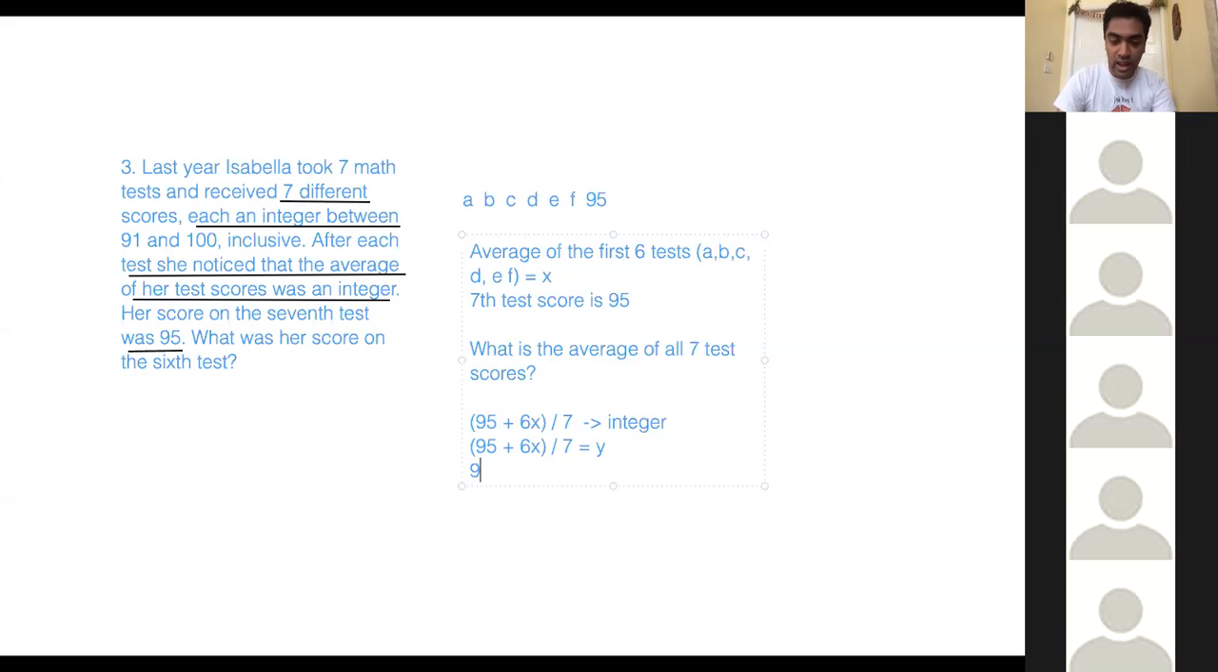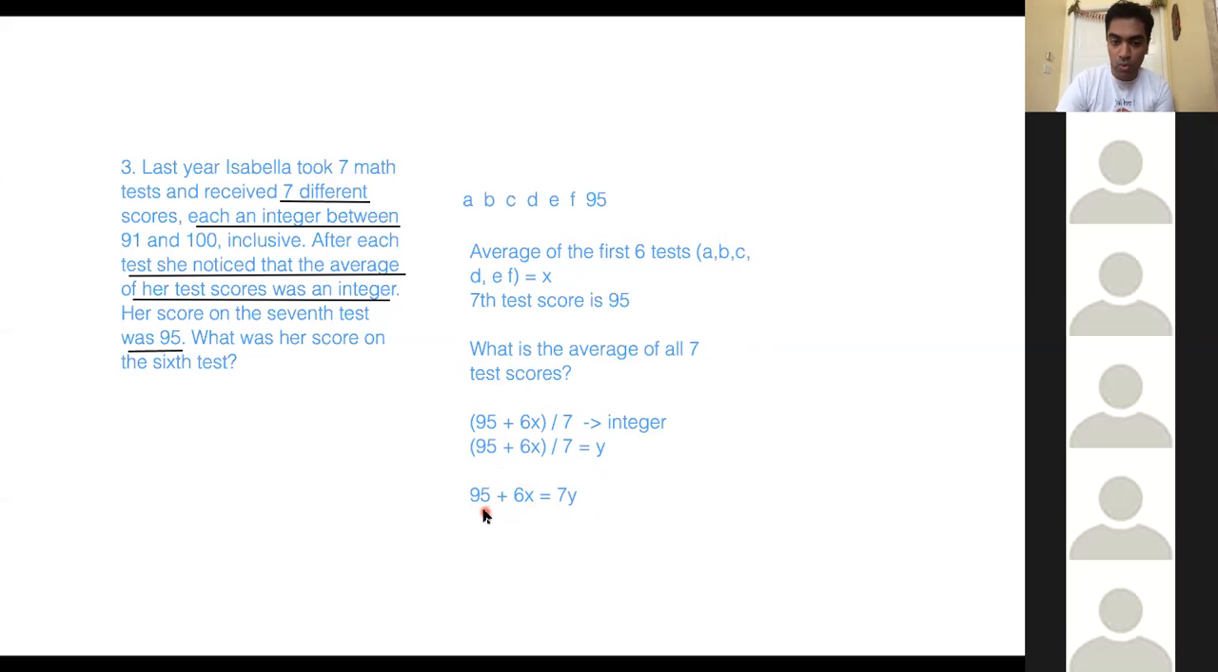So this tells us that 95 plus 6 times x is equal to 7 times y. So now what we know is this right-hand side is a multiple of 7. And we know that x and y should be integers also. And we want to know what are the possible values of x. So let's say we don't know what y is. So we know the right-hand side is a multiple of 7. We want to make sure that the left-hand side is also a multiple of 7.